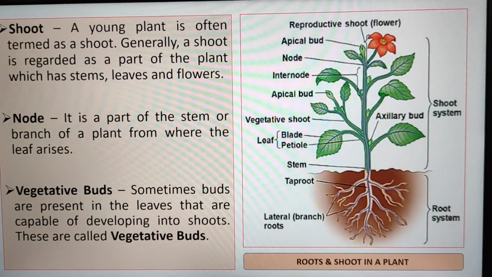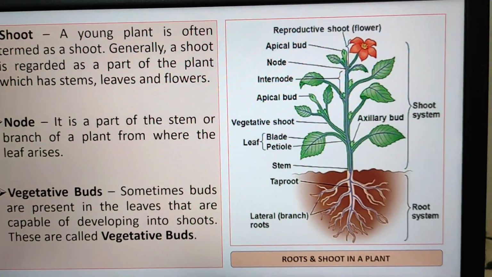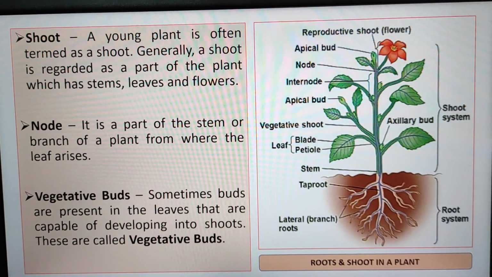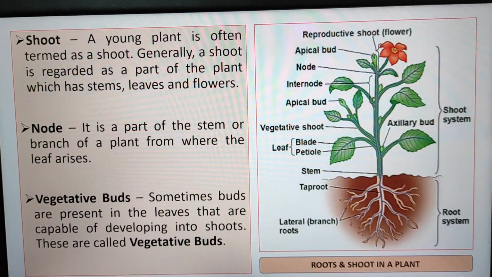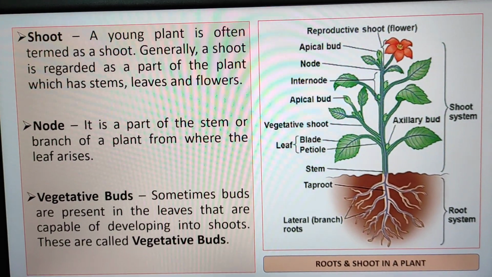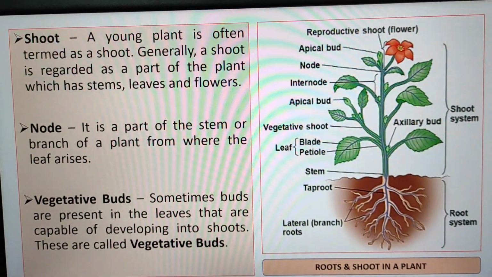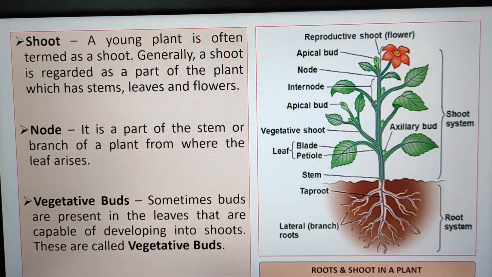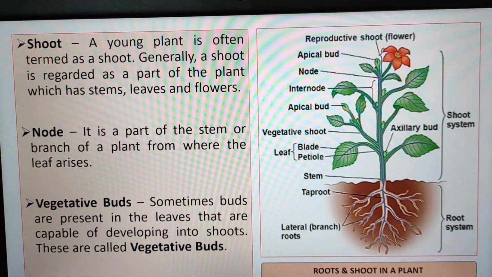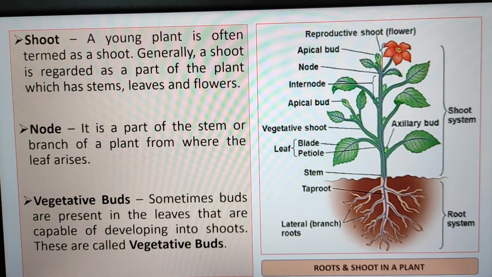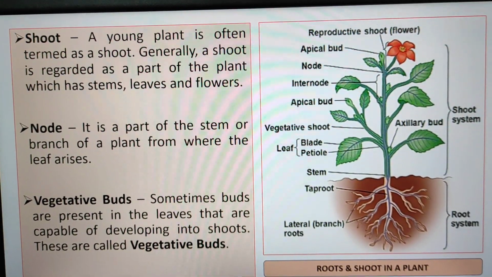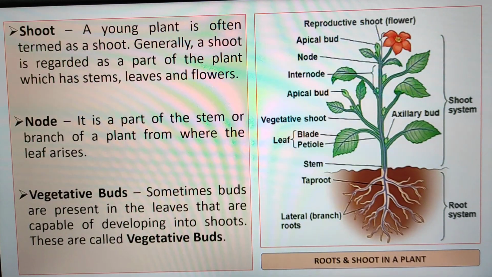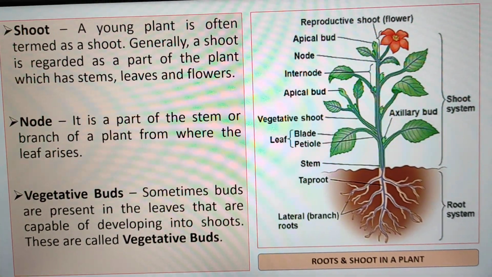So let's see the diagram here given, root and shoot in a plant and various parts of the plant. Shoot. A young plant is often termed as a shoot. Generally, a shoot is regarded as a part of the plant which has stems, leaves and flowers. Node. It is a part of the stem or branch of a plant from where the leaf arises. Vegetative buds. Sometimes buds are present in the leaves that are capable of developing into shoots. These are called vegetative buds.